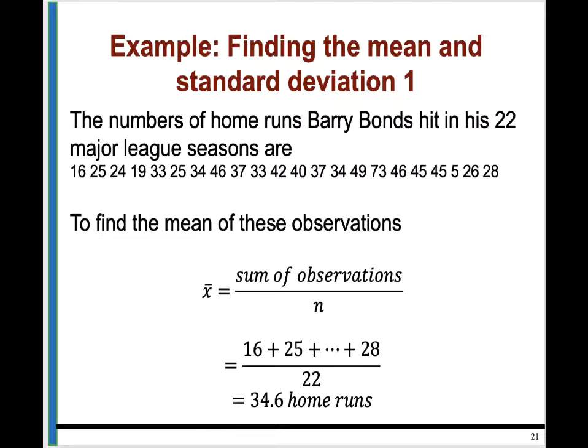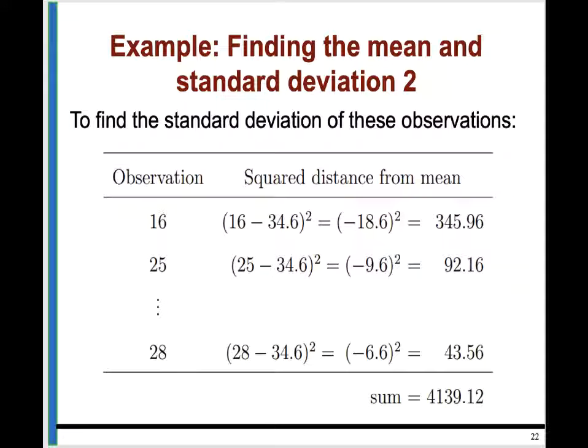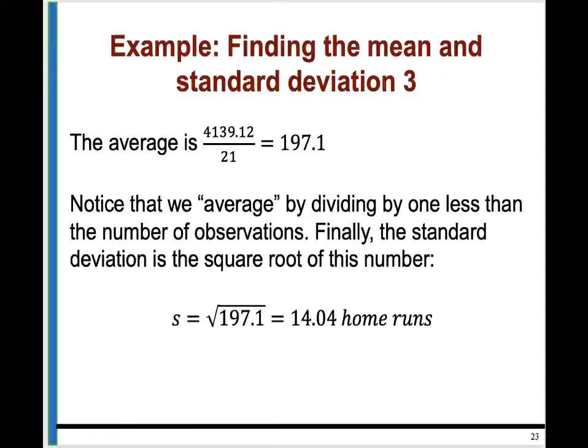Now, to find the standard deviation, you'd have to do something like this. Take the observation, subtract the mean, square it, and then you're going to do that for each observation, then add up all of those, and then divide by n-1. So you would take that 4,139.12, divide by 21, and you'll get 197.1. That's the variance. You take the square root of that to get the standard deviation, 14.04 home runs.